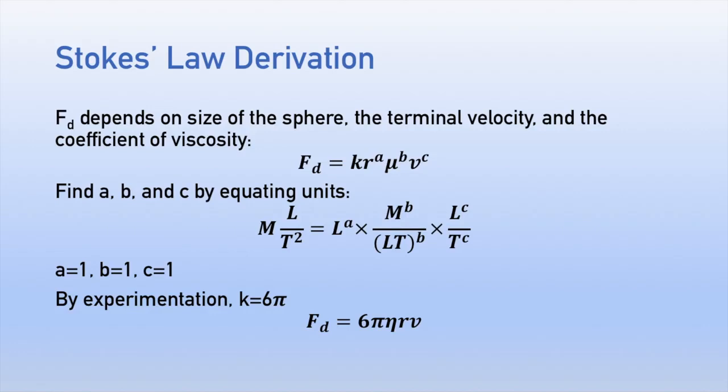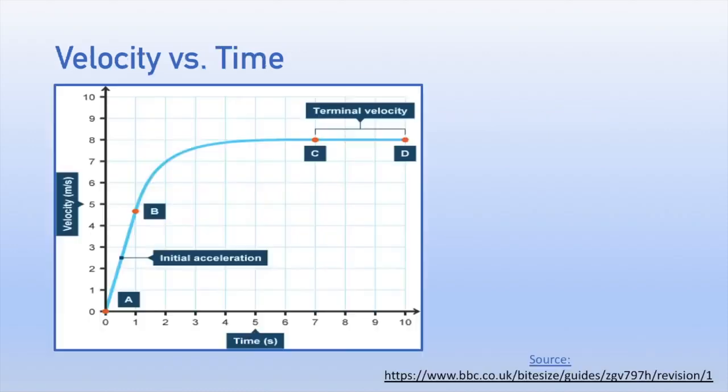To find a, b, and c, we can simply equate the units on the right and left-hand sides of this equation. And if we do this, we're going to find that a equals 1, b equals 1, and c equals 1. If we repeat the experiment that was explained previously, knowing all of the variables, knowing the viscosity as well, we'll find that k is equal to 6 pi. Now if we plug this into the equation, we get that the drag force is equal to 6 pi multiplied by the coefficient of viscosity, multiplied by the radius of the sphere, multiplied by the terminal velocity that it reaches.